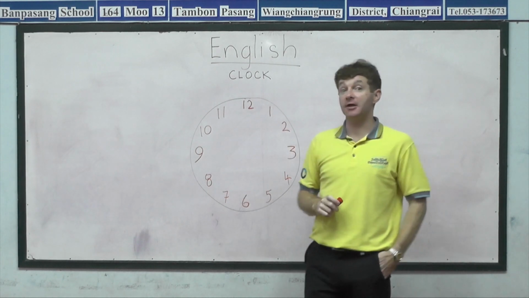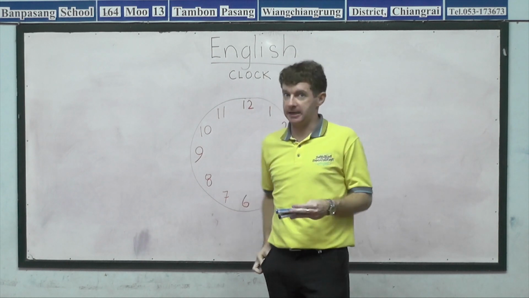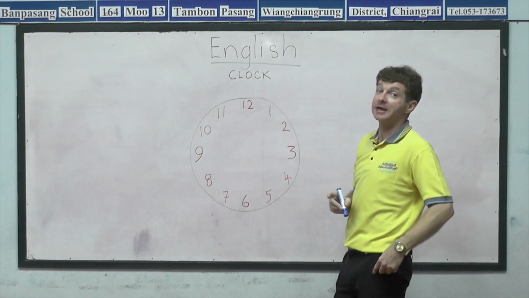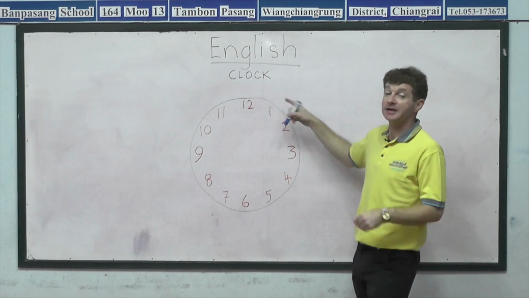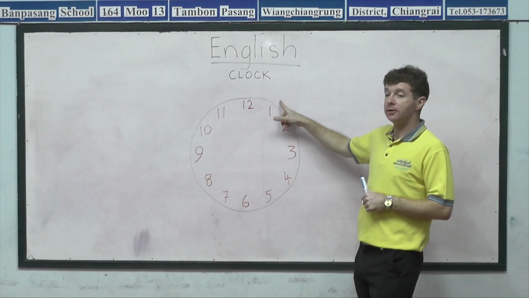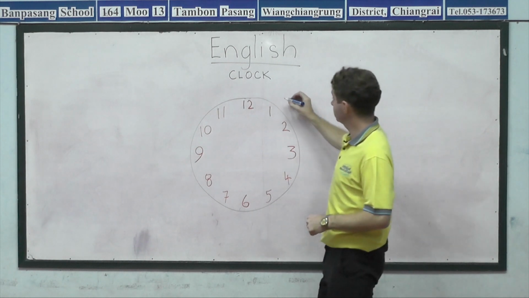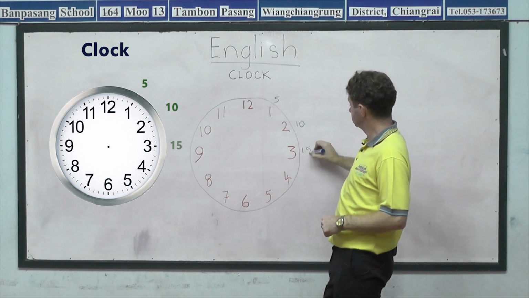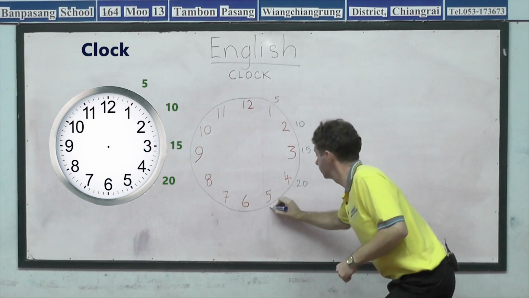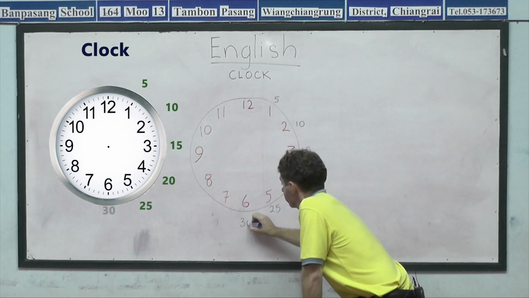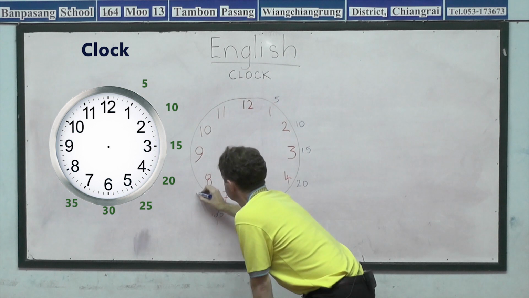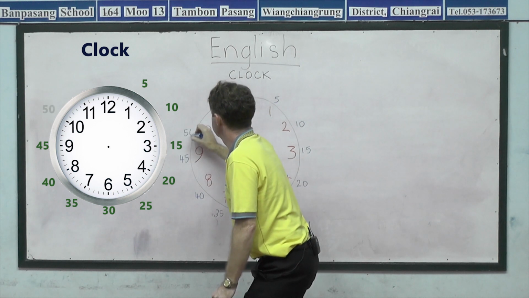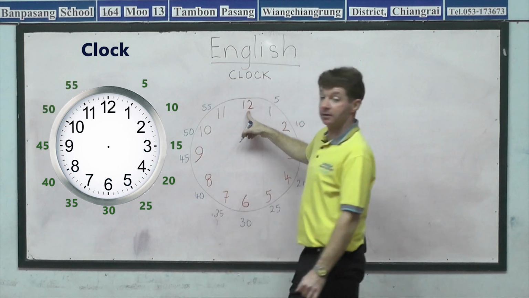How many minutes in 1 hour? 60. So what we need to do is go round the clock in minutes. What do we write outside here for minutes? At 1, 5, okay? 5 minutes. 10, 15, 20, 25, 30, 35, 40, 45, 50, 55, 0.